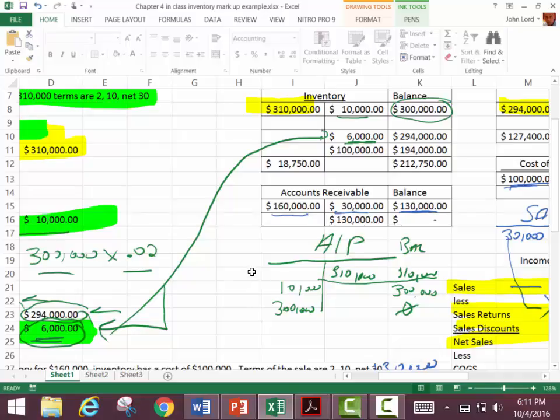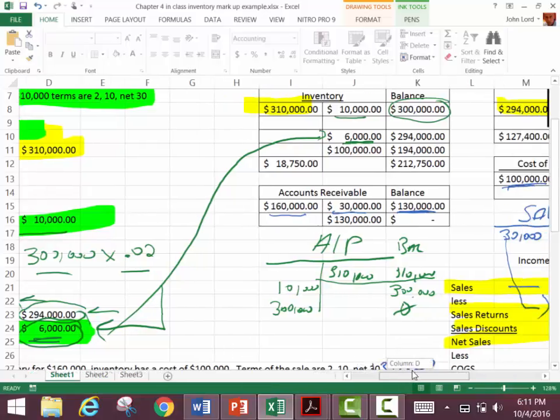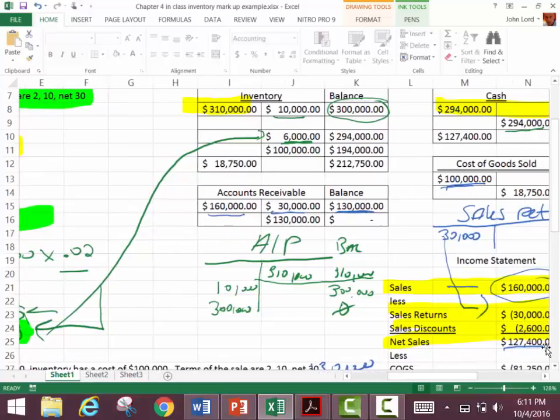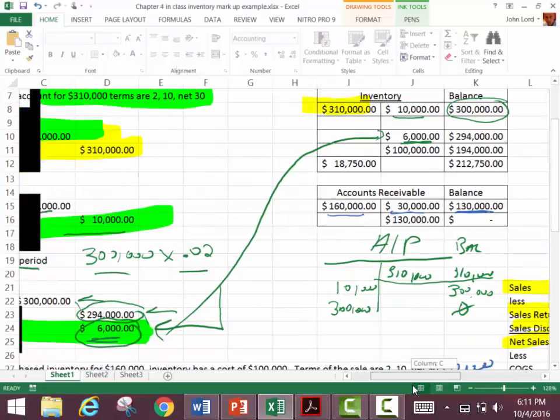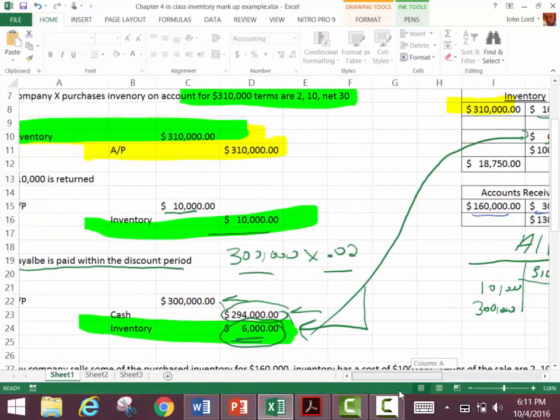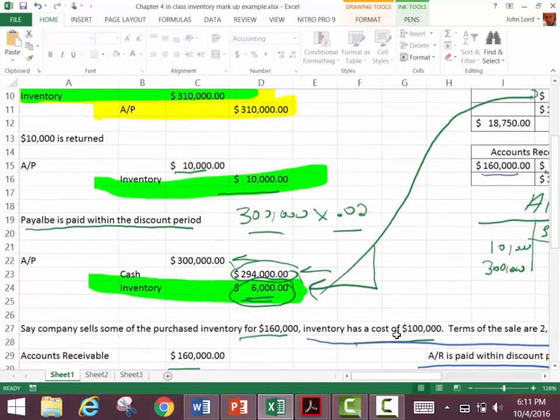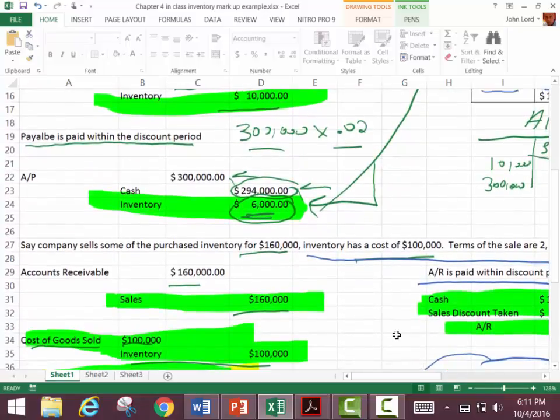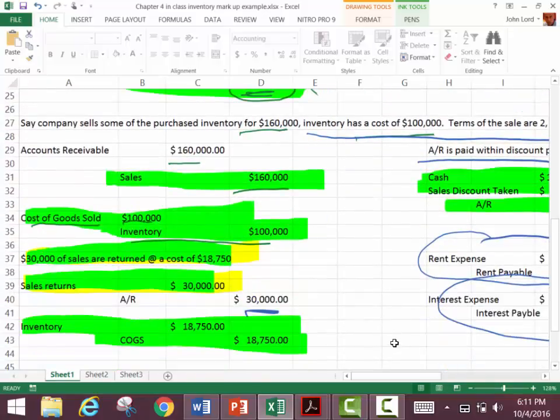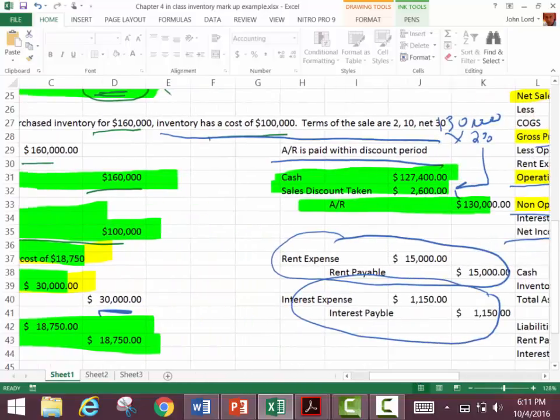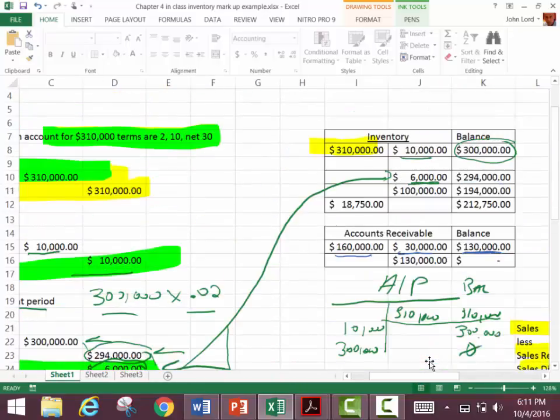So now the balance is showing $130,000, and of course we had to put that stuff that got returned back into inventory. So we debit the inventory for $18,750. That's for our cost. We debit the inventory for that, and we credit the cost of goods sold for $18,750 because that stuff now was returned, wasn't it?